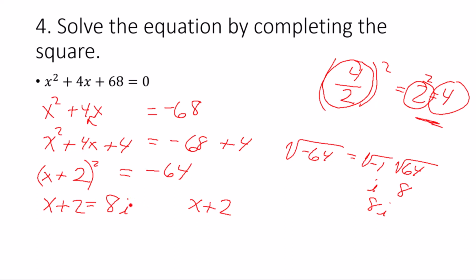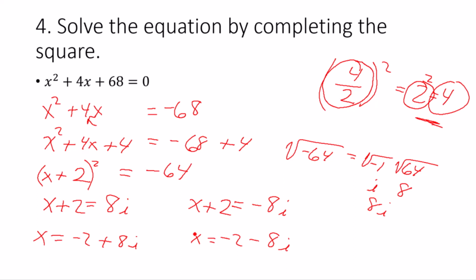And as soon as we write that down, we can write its opposite over here. And then just solve a simple equation. Subtract 2 from both sides. There's a negative 2 plus 8i as one solution, and the second solution is negative 2 minus 8i. Similar, but different. All right.